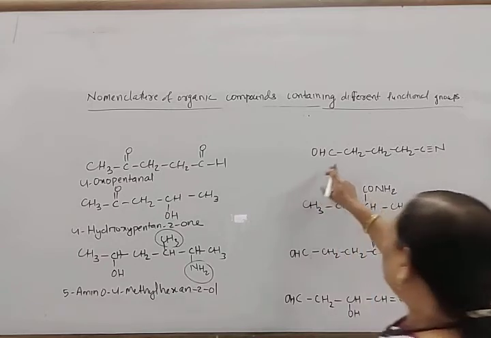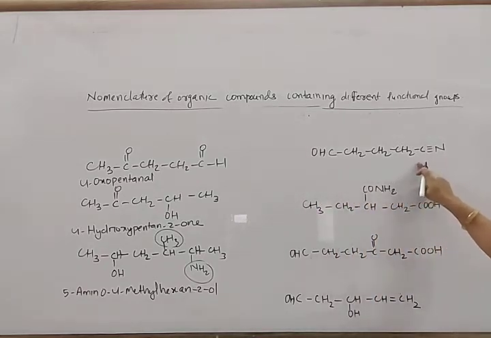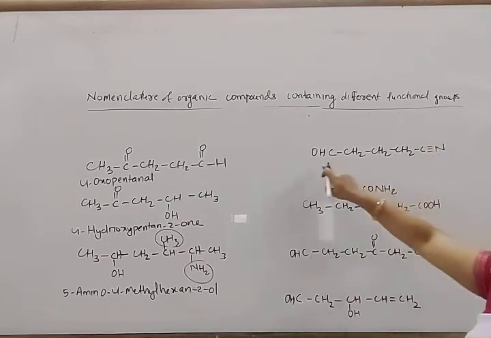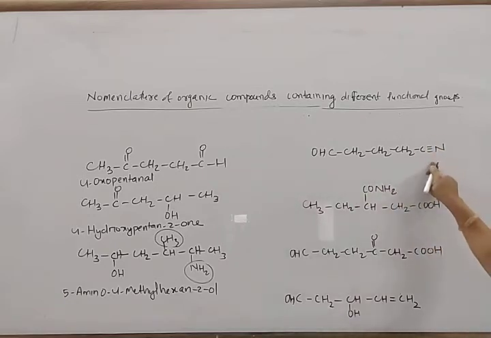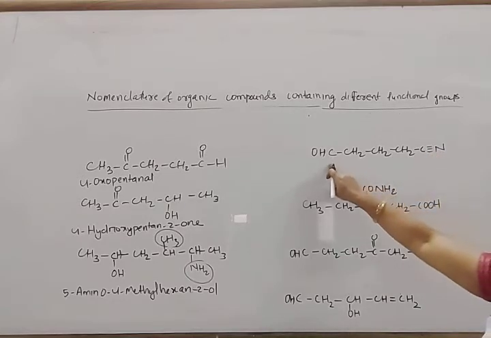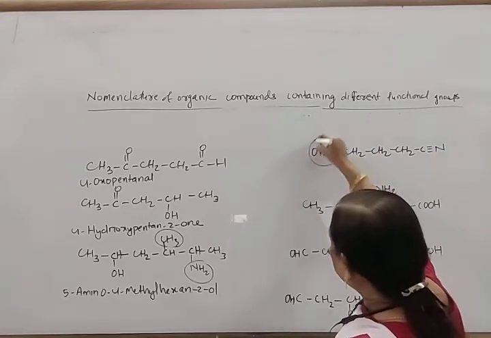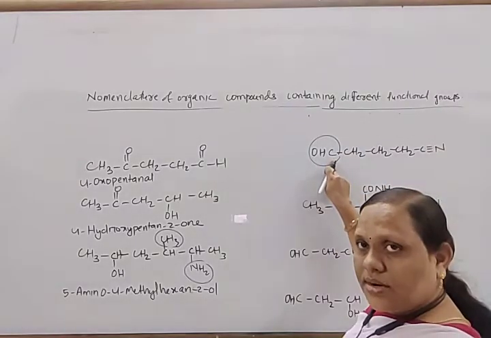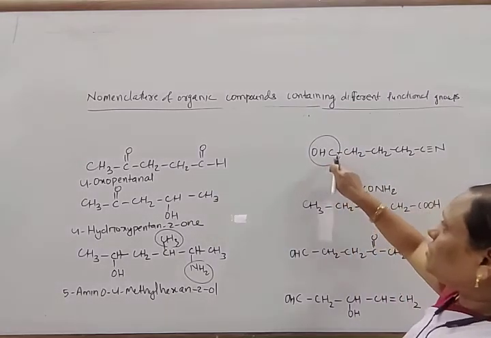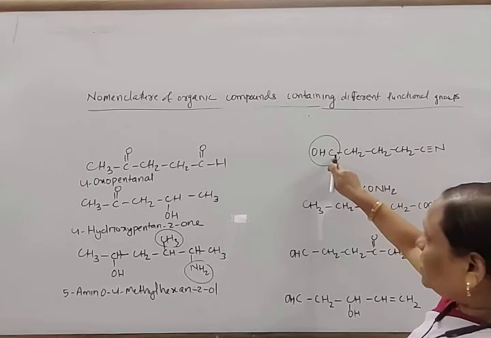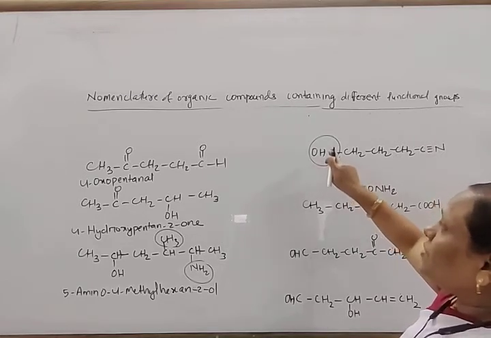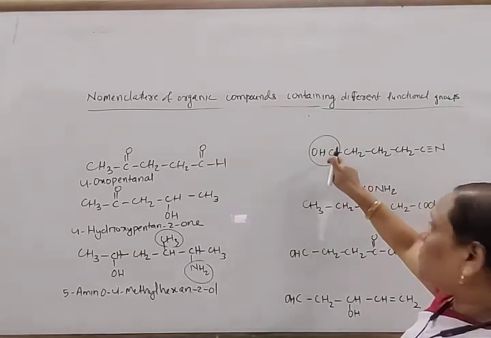Next come to here: CH2, CH2, CH2, CH2, CN. Now between CHO and CN, CN has higher priority. It comes first in priority order. As it comes first in priority order, we use this suffix, and for this one now, this is used as the substituent. No carbon is counted from here. So we use this as the prefix, as a substituent and prefix.